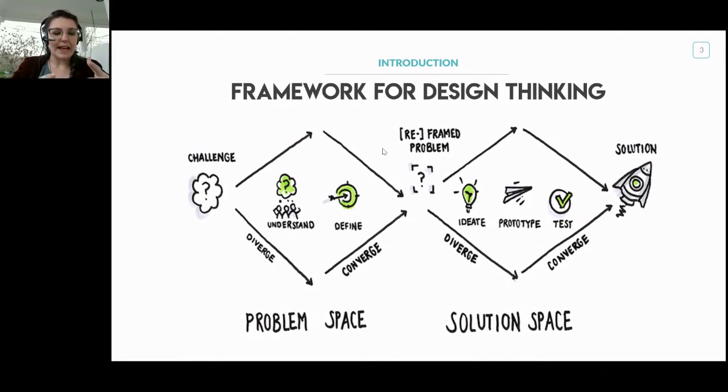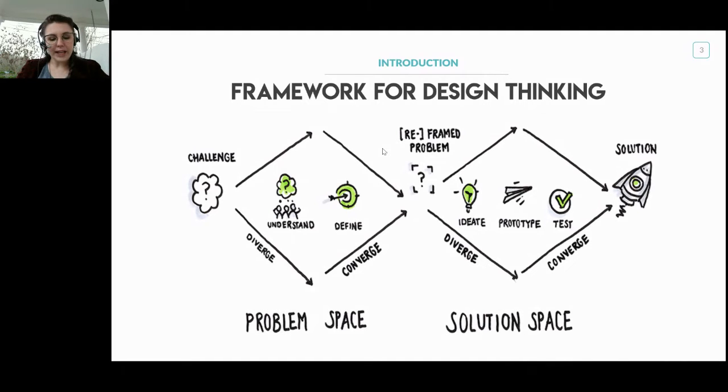Once you've selected that challenge area, you go into the first of the double diamonds, which is our problem space. Now, whenever we talk about design thinking, to back up slightly, it's interesting to think about the history of design thinking, where it came from. Like most methods and approaches, it evolved over time through research, application, iteration, and lots of different people contributing to what design thinking is today.